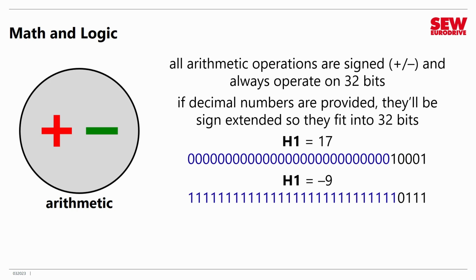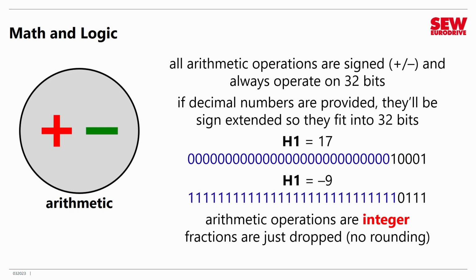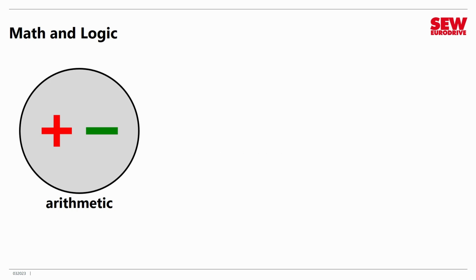And then finally, one very important point, all arithmetic operations are integer. In other words, they operate on whole numbers. There is no fractional component. There is no rounding. It simply drops any fractions silently. Bear all this information in mind so you get the math results that you expect. Here are the arithmetic operations available in IPOS.